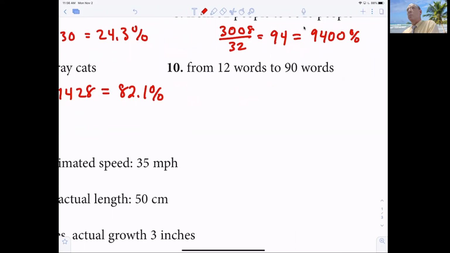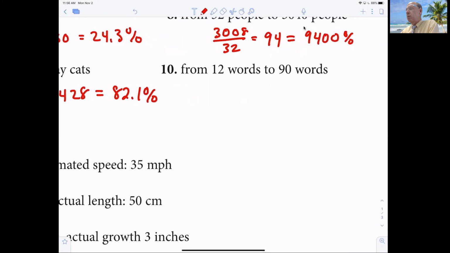Number 10. So you find out the difference was 78. Good. You put it on the base number, which is 12, and then that would be 650. Well, I want you to tell me what's 78 divided by 12. 7.5, wasn't it? Oh, yes, 6.5. I'm sorry, 6.5. So then that is what? You were right. Then that'd be 650. Yes, 650%.